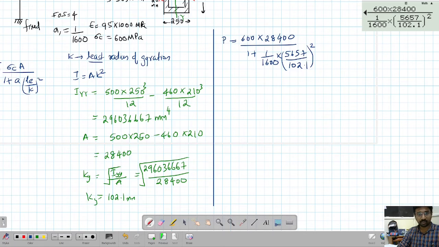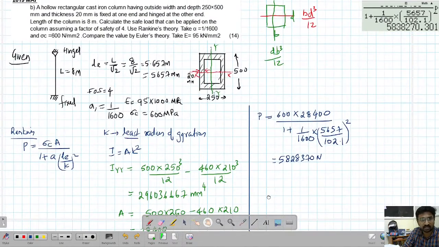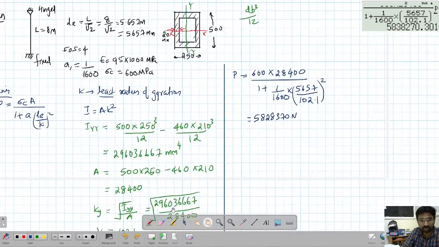So this is the formula. The entire formula is there, right? So this is 5838270 Newton. 5828370 Newton is the force. Okay, so this is the axial force it can take according to Rankine's theory. Now we have to use a factor of safety of 4. So before that, I will just convert this to kilonewton. So this is 5829 kilonewton, approximately.